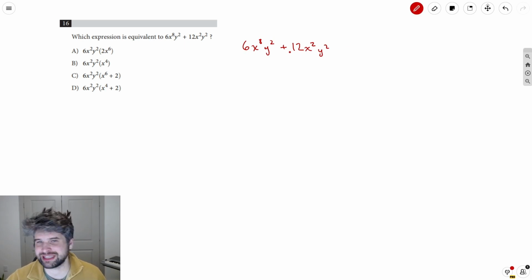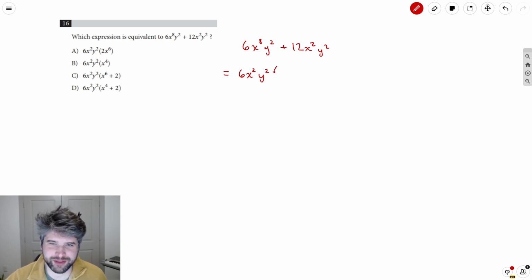So what can we take out of the 6 and the 12? Well, both the 6 and the 12 are divisible by 6. So I'm going to write this equals 6. And then, what can we take out of x to the 8th and x squared? Well, here there are 8 x's multiplied together. And here in this term, there are 2 x's multiplied together. So we can only divide by 2 x's. So we're going to divide by an x squared. For the y's, we've got a y squared here and a y squared here. So we can actually divide both of these by y squared.